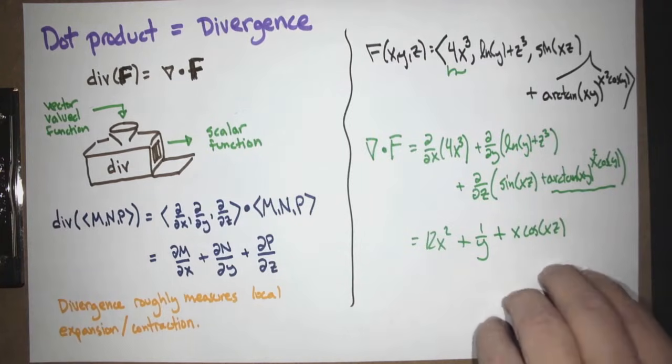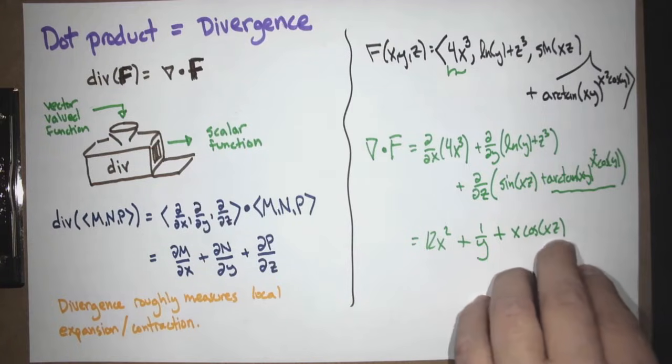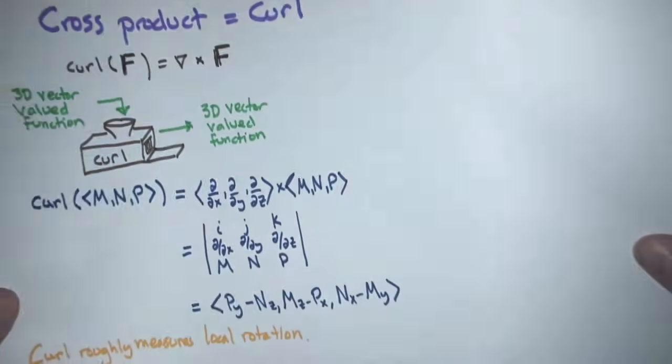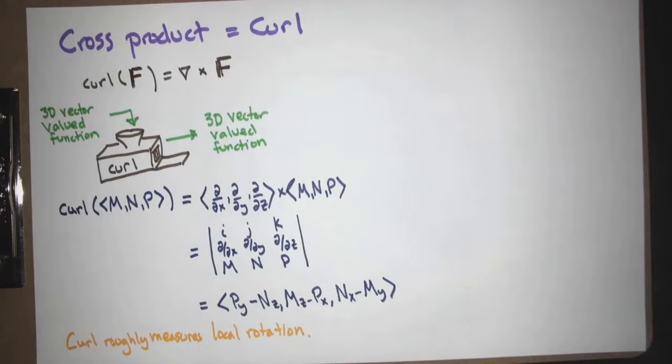All right. What's our last vector product? Cross product. Yes. All right. And that has a name. That's called the curl. Curl of f. So curl of f is del cross f. Now what does this do? It's going to take a 3D vector valued function, and you're going to run it through the system, and you're going to get a 3D vector valued function out.